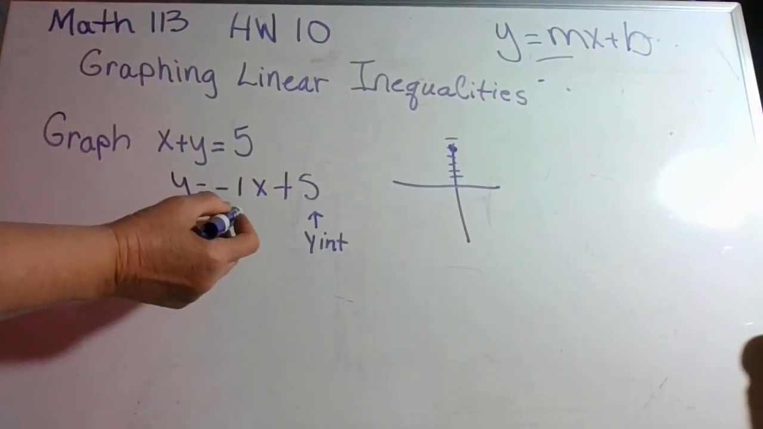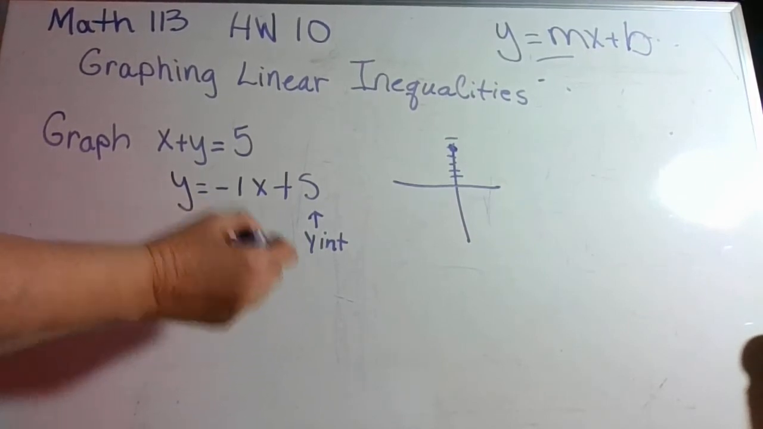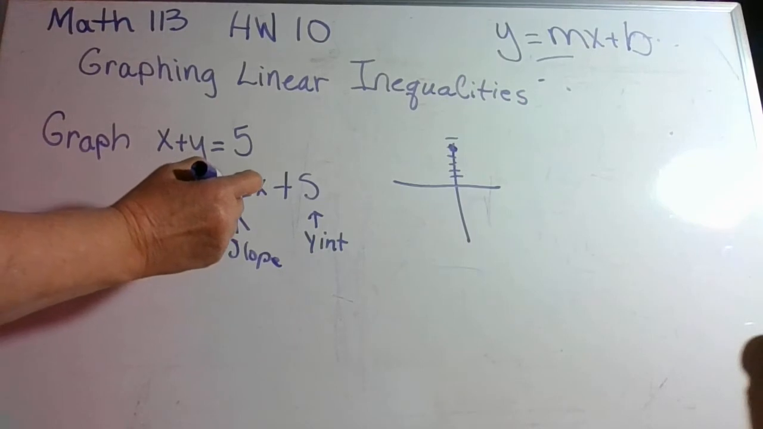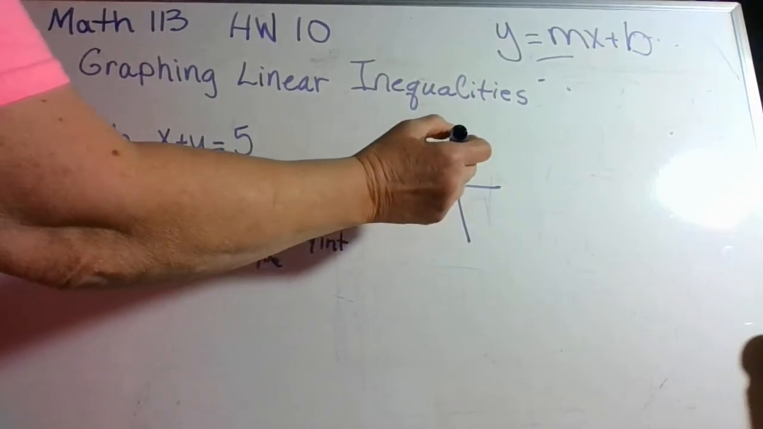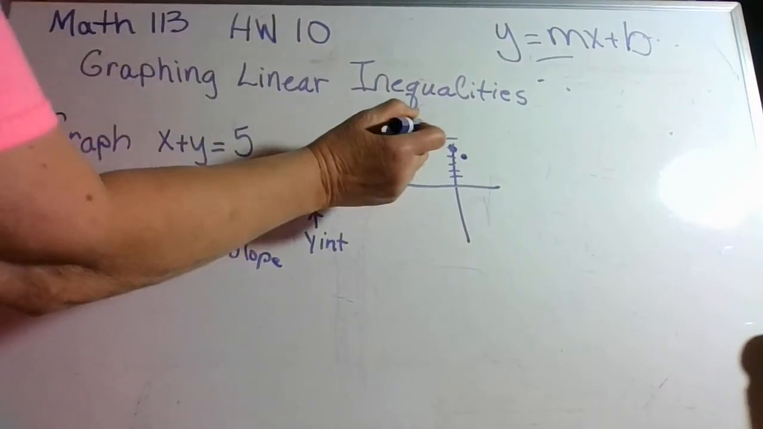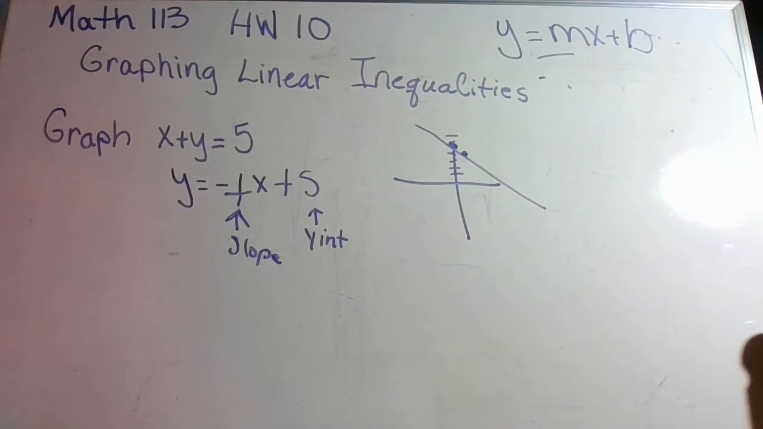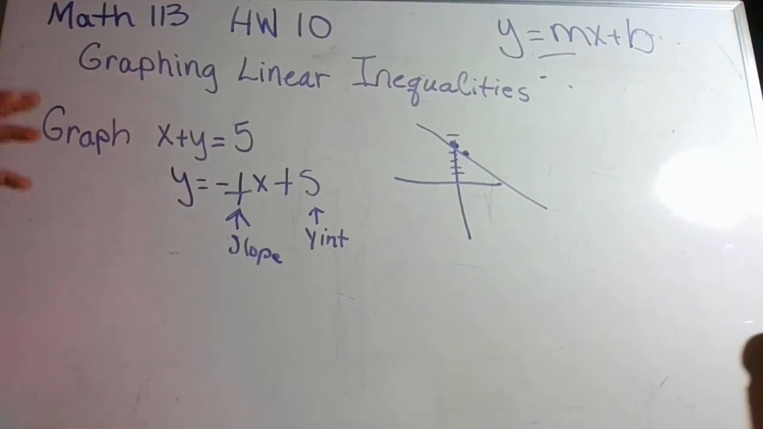And then the negative 1 is my slope. It tells me to go down 1 and to the right 1. Down 1, right 1. And then you make your line. Okay? And if you understand that, you're not going to have any trouble with this lesson.